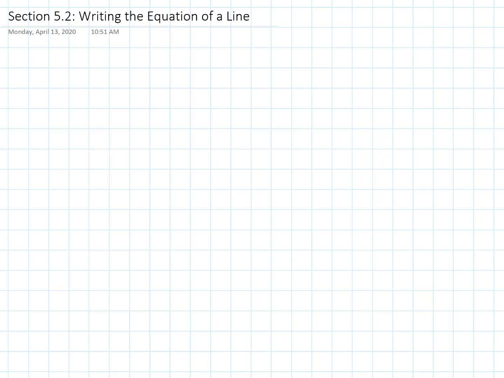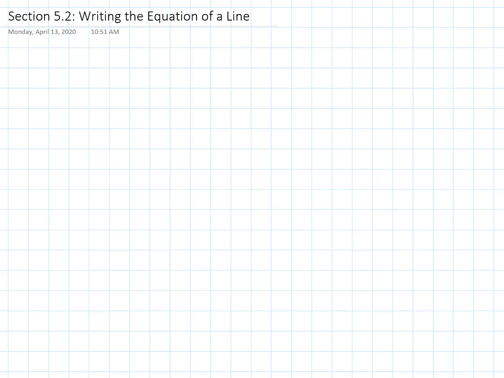So for our next section on writing the equation of a line, section 5.2, we are going to take what we learned in 5.1, where we graphed lines and we found their slopes, and now we're actually going to take that same sort of data and get a relationship rather than a visual relationship like a graph. We're going to take the data and we're going to come up with an actual mathematical equation that will model the trends of the data.